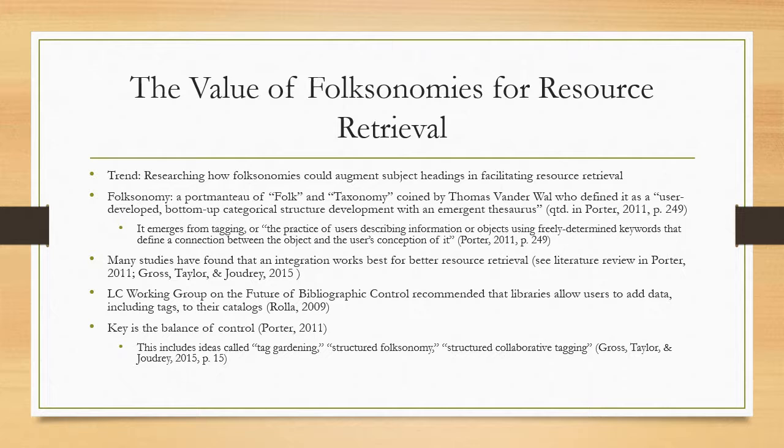Many studies have found that an integration of folksonomies and subject headings works best for better resource retrieval, and in fact, the Library of Congress Working Group on the Future of Bibliographic Control recommended that libraries allow users to add data, including tags, to their catalogs. The key would be a balance of control, so having a cataloger at the other end monitoring which tags were used as subject labels. This idea is called tag gardening, structured folksonomy, or structured collaborative tagging.